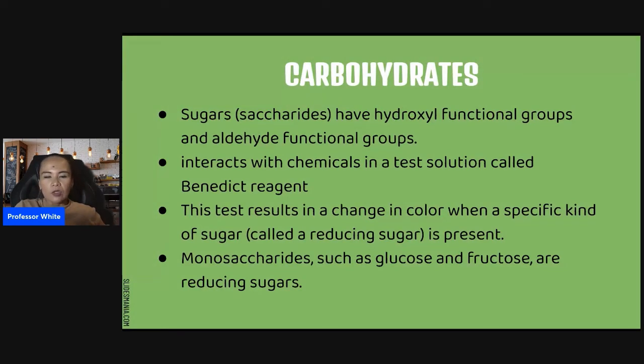Now, this test results in a change in color when a specific kind of sugar is present. Okay, so that's called a reducing sugar. Now, monosaccharides such as glucose or the simple sugar fructose are reducing sugars, and you'll see that in the lab.